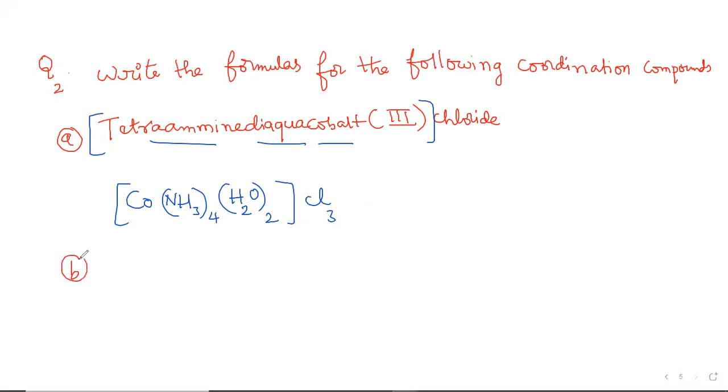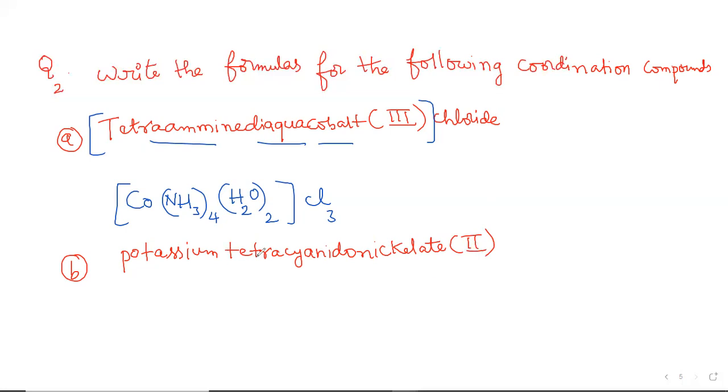Next, we will see the second one. Potassium tetracyanidonickelate. They have given the Roman numeral, the oxidation state inside the bracket, as 2.